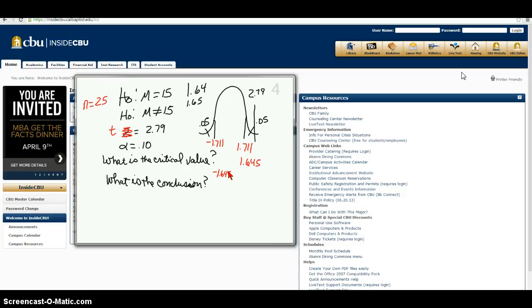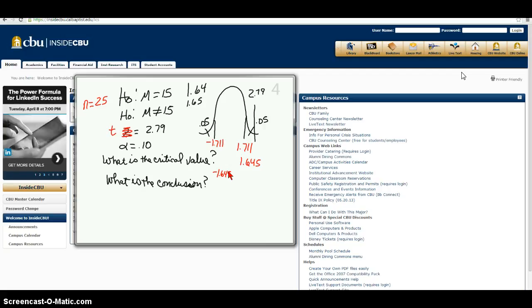So, if the t is bigger, you always reject it, correct? If the t is bigger and it's a right tail test, you reject it. If the t is smaller and it's a left tail test, you reject it. So you reject if the t is in the critical area. If you reject it, you would say there is enough evidence to say the mean is not equal to 15. So what's your question?